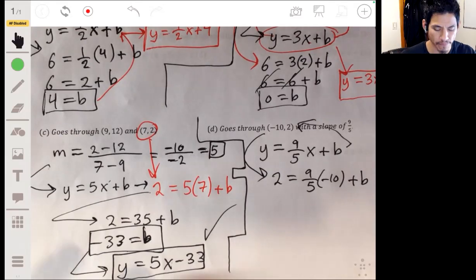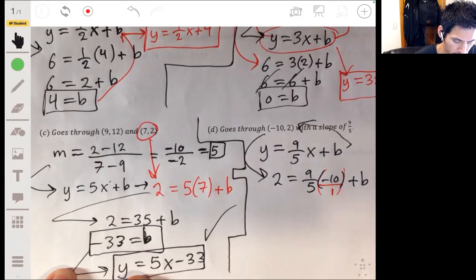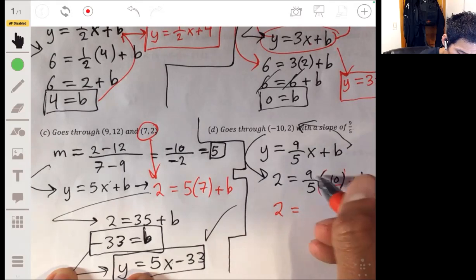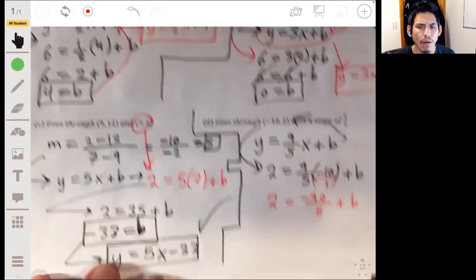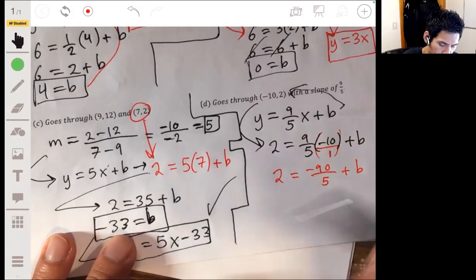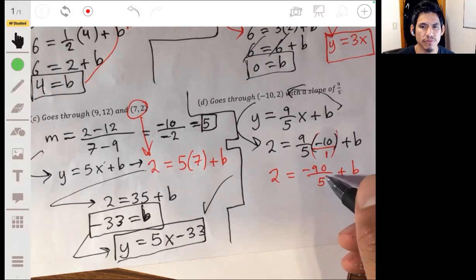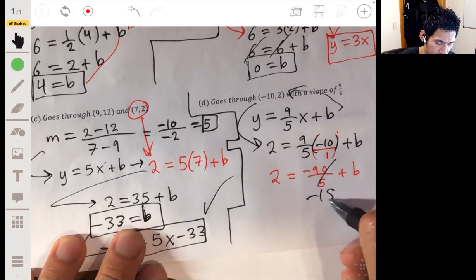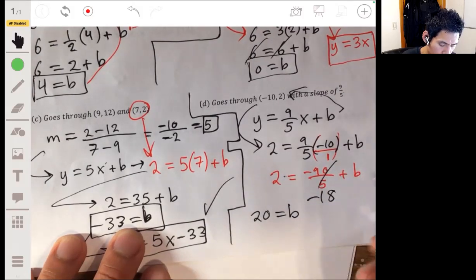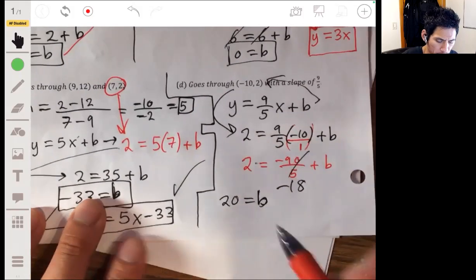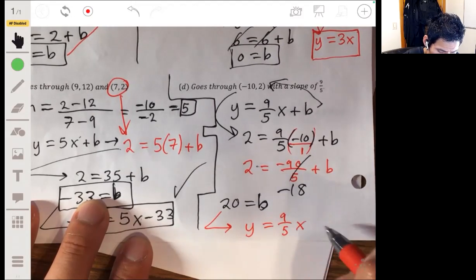And let's just remember how we deal with fractions. So negative 10 is the same as negative 10 over 1. So we just multiply across. So we'll have 2 equals negative 90 over 5 plus b. We're going to add 90 over 5 to both sides. And that actually simplifies to, let me think, not 20, it'll be 18. Yeah, this is the same as negative 18. So let's add 18 to both sides. So we'll get 20 is equal to b. And then from there, y will be 9/5 x plus 20.